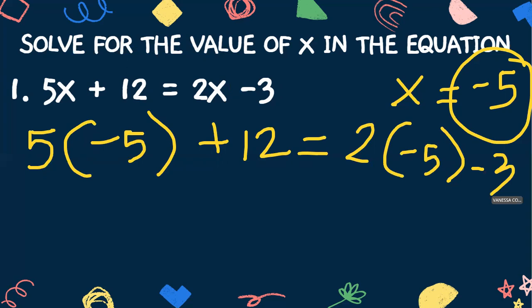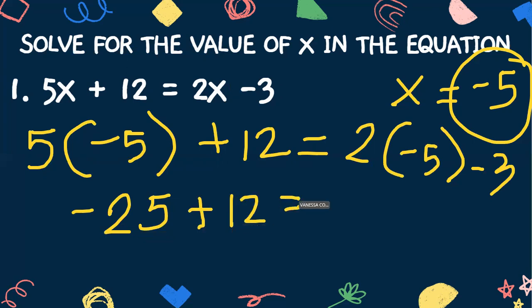Next, 5 multiply by negative 5. So that is negative 25 plus 12 is equal to 2 times negative 5. So that is negative 10 minus 3. Alright, so integers po tayo. Negative 25 plus 12. So, kapag magkaiba ng sign, i-minus natin. And then, copy the sign of the greater absolute value. That is 25. That is negative.